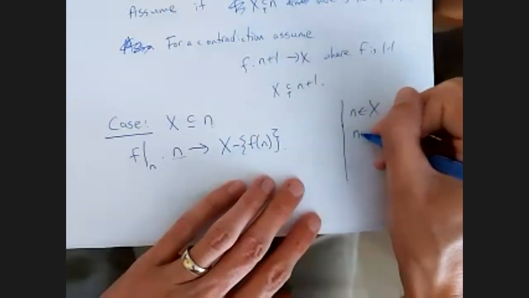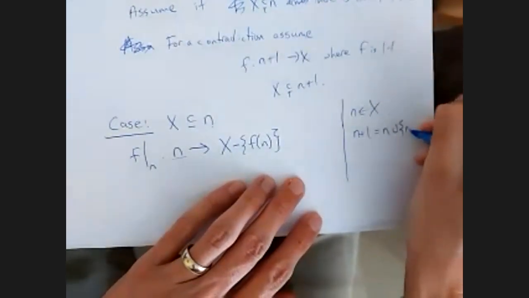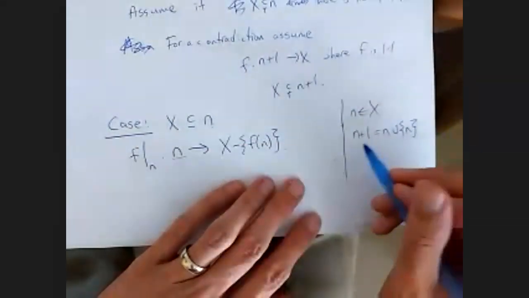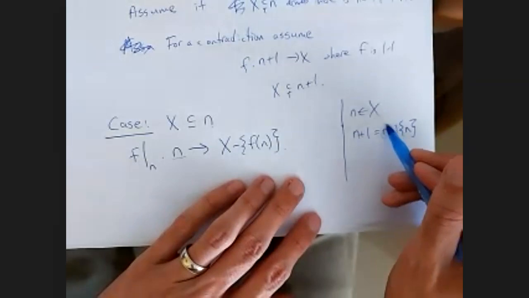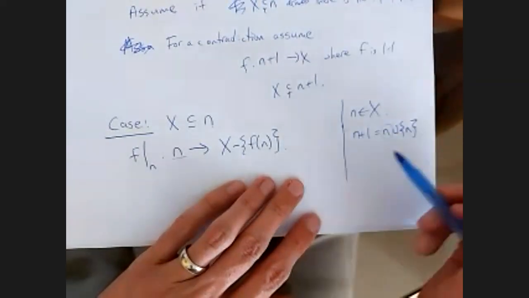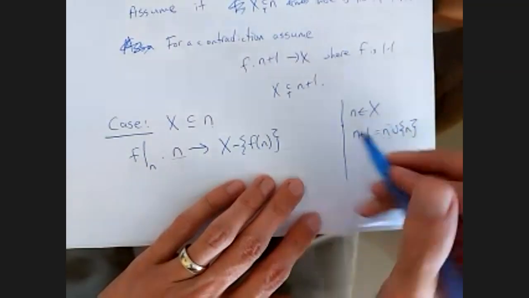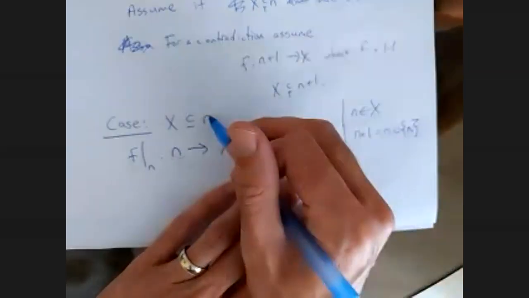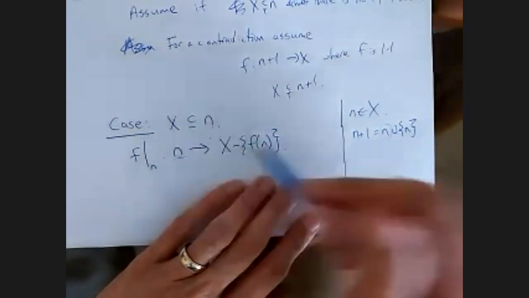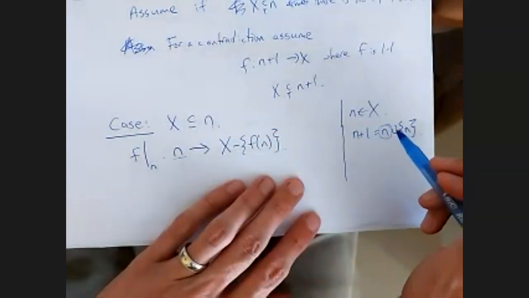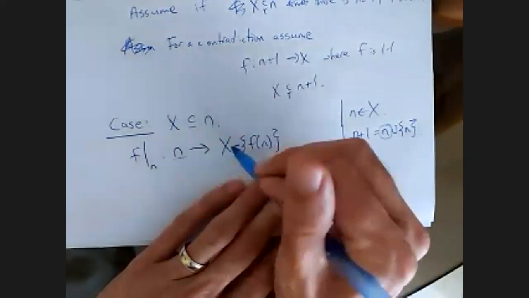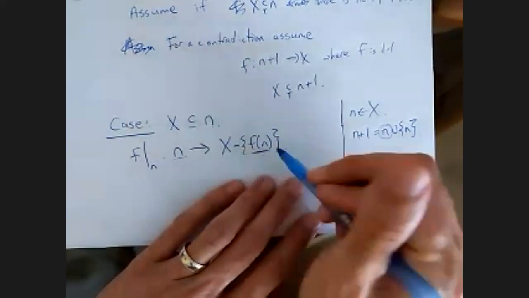that n plus 1 is just n union the singleton of n. So here we're saying that either x is contained all in here or x has n in it. Now in the case where x is completely contained in n, restrict f to only this, and then that is a one-to-one function from n to x, but without this f of n.